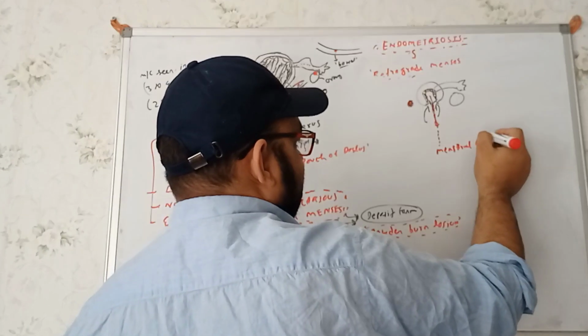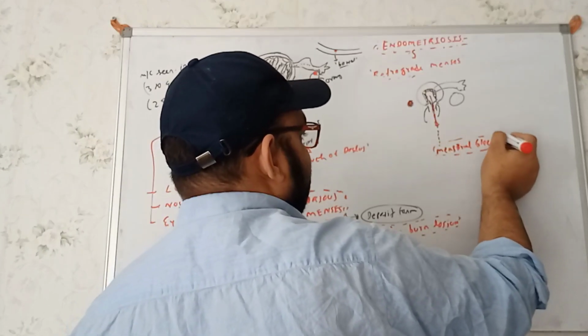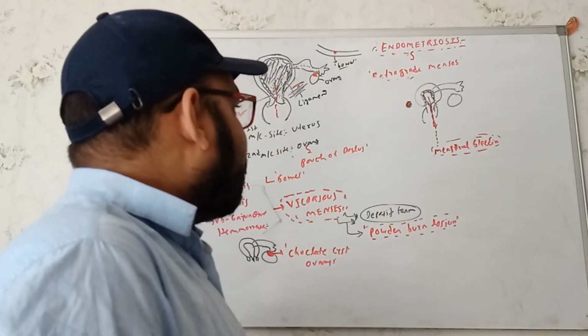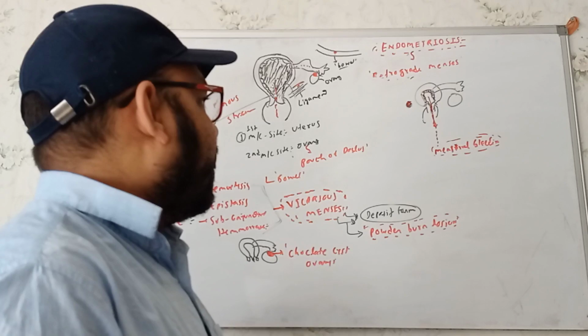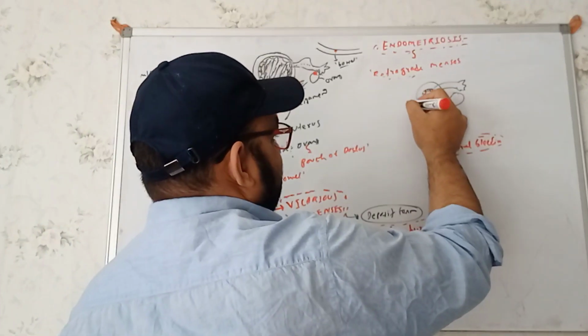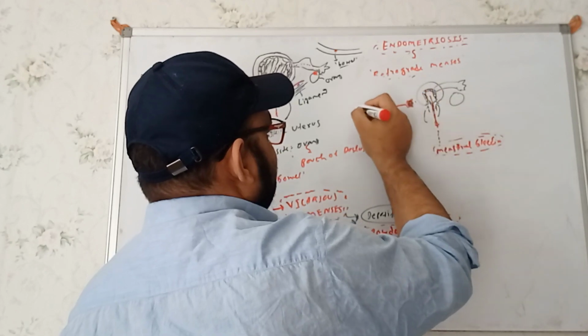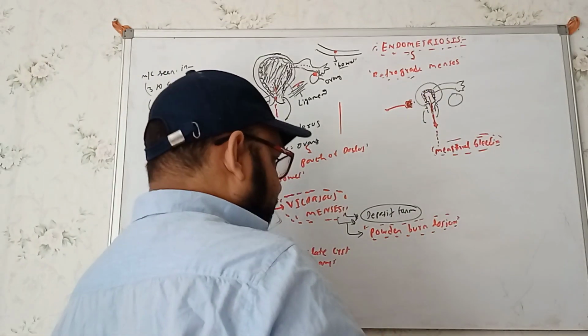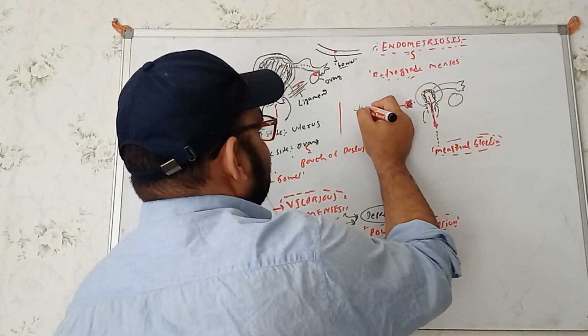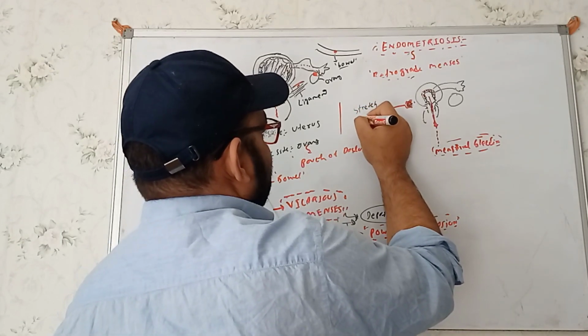But what about this one? In these cases, the blood will not be able to come out, and it will be deposited over here. Whenever we see periodic bleeding again and again, and it is deposited over here, that will stress the peritoneum. This will stress the peritoneum.